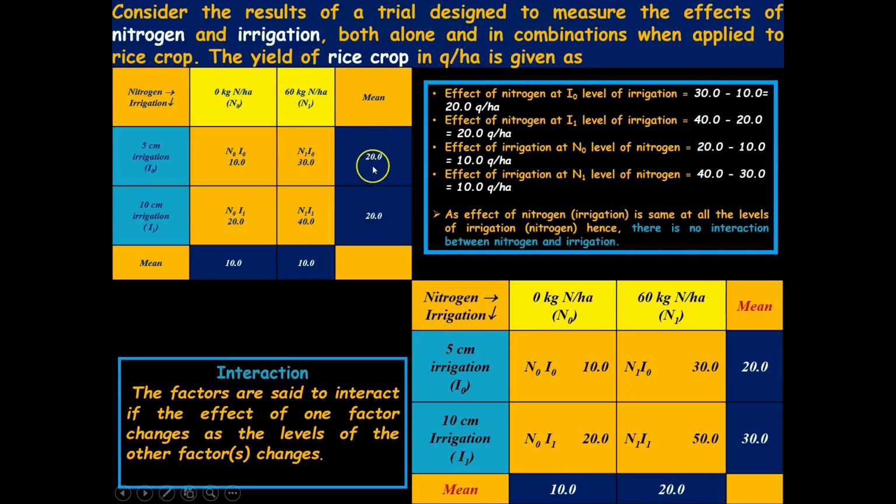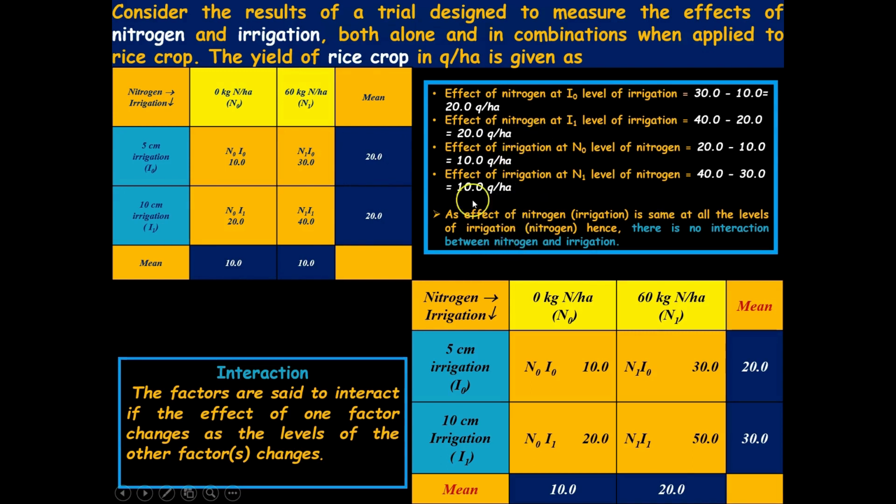Now this was the simple effect, or simple effect is simply the differences in the responses for a fixed level of another factor. The fixed level here is irrigation at the first level. So the difference in these two, N1 and N0, is 20. Now if we take the average of these two, that is the main effect of nitrogen, and if we take the mean of the differences between these simple effects, we get the interaction effect.